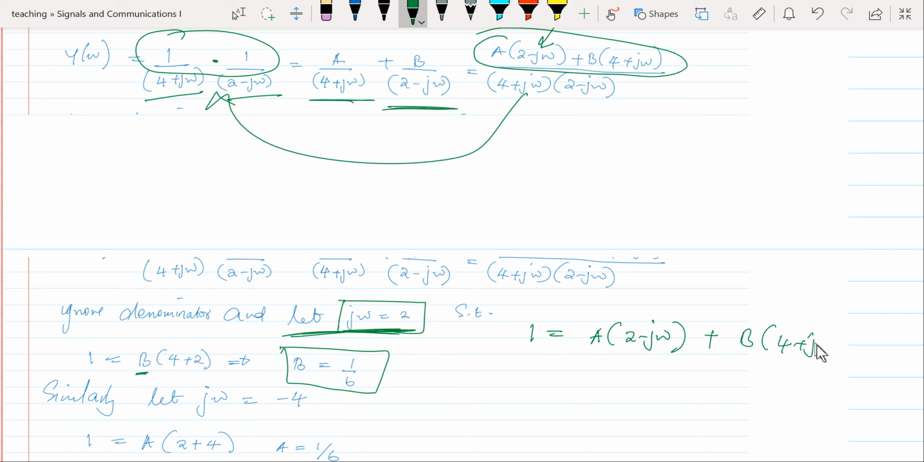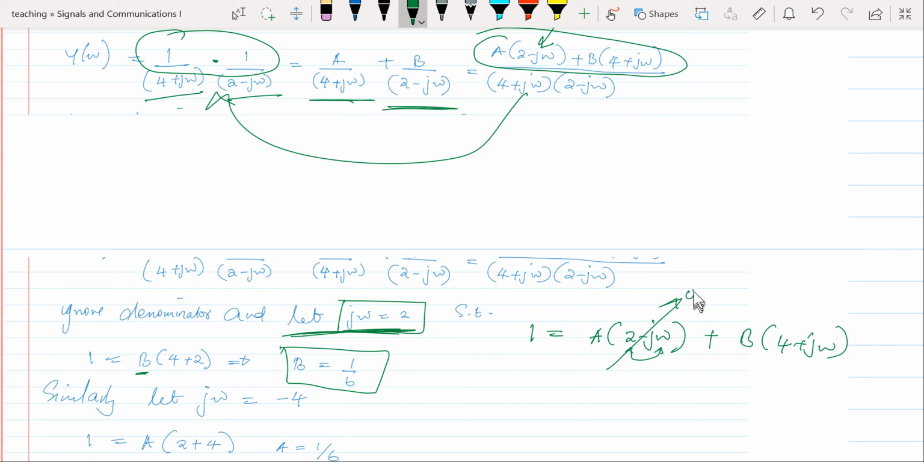When you do that, if you let this term be equal to 0, you are giving j omega a value that will make this multiple come to 0. You are then left with 1 equals, and you replace j omega with the value we said, which is j omega equals 2. Replacing with the 2 there, we have 1 equals b times 6, so b is equal to 1 over 6.